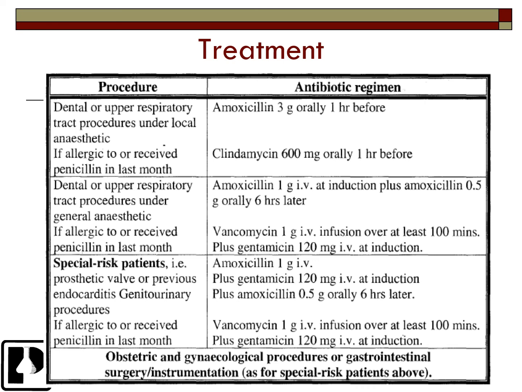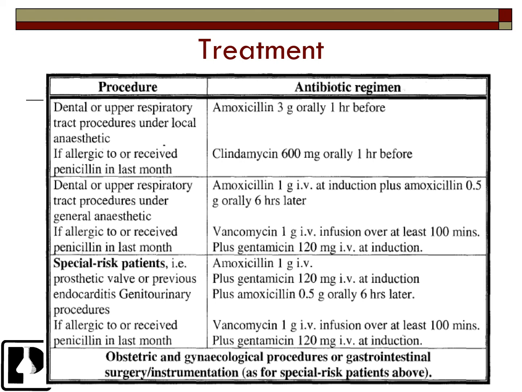Again, regarding procedures, we give prophylactic antibiotics before the procedure because it may introduce bacteria into the heart. For dental or upper respiratory tract procedures under local anesthesia, we give amoxicillin 3 grams orally 1 hour before. If allergic to penicillin or if penicillin was received in the last month, give clindamycin 600 milligrams orally 1 hour before.